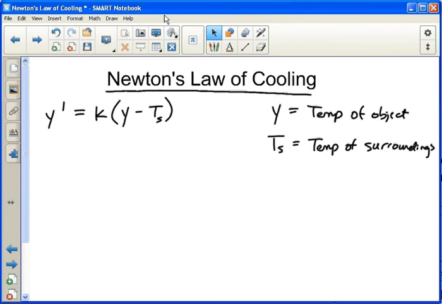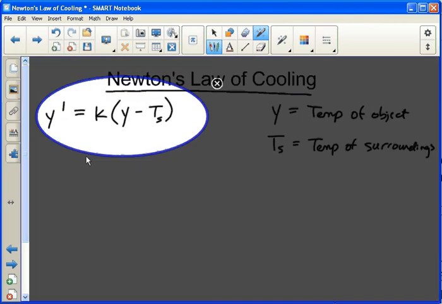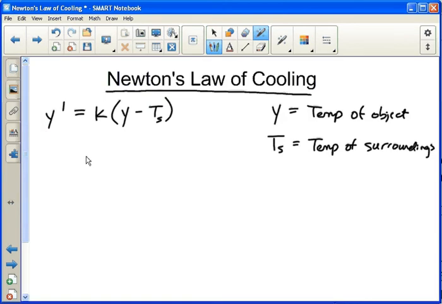It's usually used to talk about how objects cool, but it works just as well for objects that are being heated up. So the equation you can see right here, y prime equals k times (y minus Ts). Okay, so y represents the temperature of the object that's going to be changing its temperature. So the change in temperature is directly proportional to the difference between the temperature of the object and Ts, which is the temperature of the surroundings.